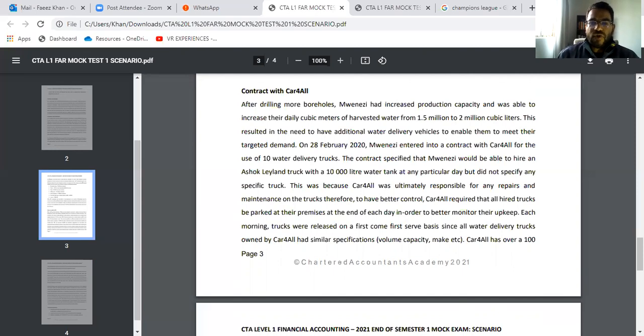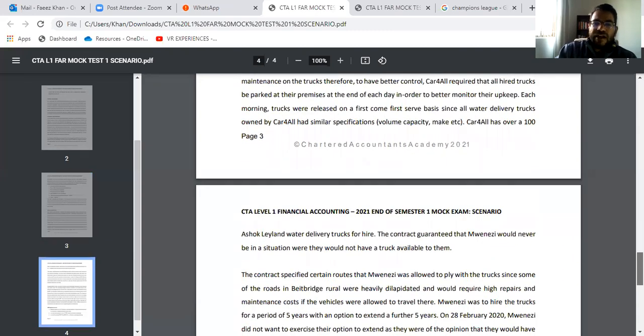This was because Car4All was ultimately responsible for any repairs and maintenance on the truck. Therefore, to have better control, Car4All required that all hired trucks be parked at the premises at the end of each day in order to better monitor the upkeep. Each morning, trucks were released on a first-come, first-served basis, since all water delivery trucks owned by Car4All had similar specifications: volume, capacity, make, etc. Car4All has over a 100 Ashok Leyland water trucks for hire. The contract guaranteed that Wenezi would never be in a situation where there would not have been a truck available to them.